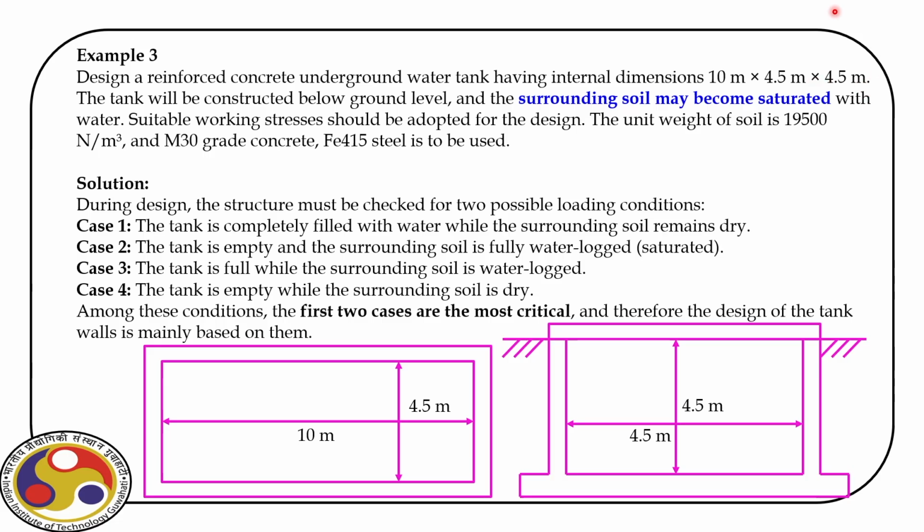and the unit weight of the soil is given, as you can see on your screen. It is 19,500 Newton per meter cube. We are going to use M30 grade of concrete and Fe415 steel. So let us start the design of this structure and let us see what is the impact of saturated soil.